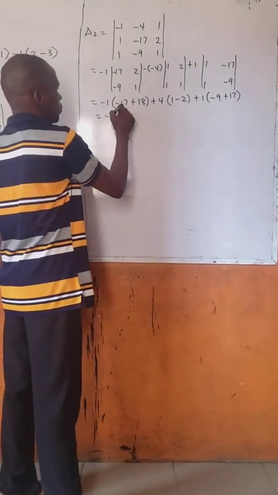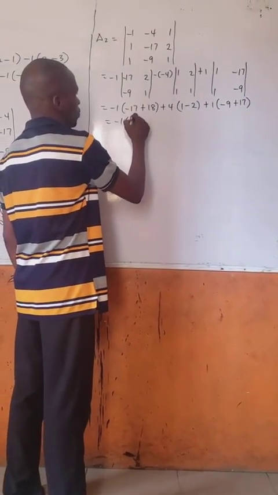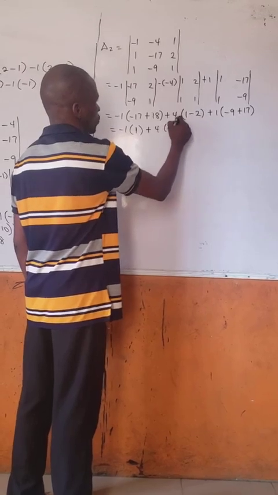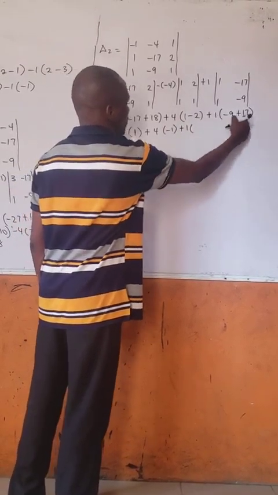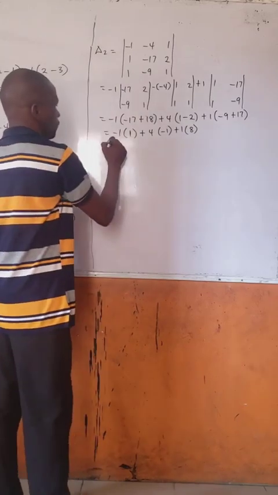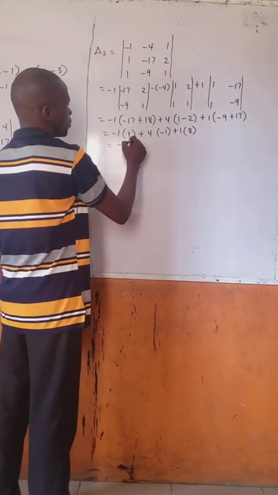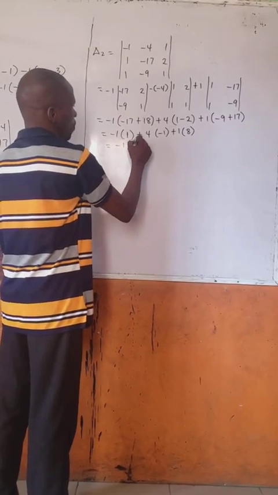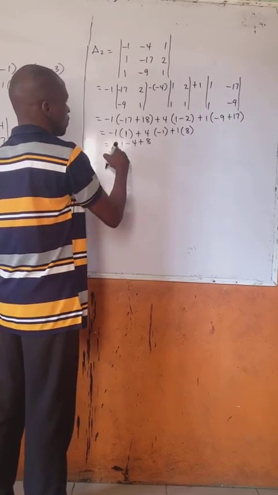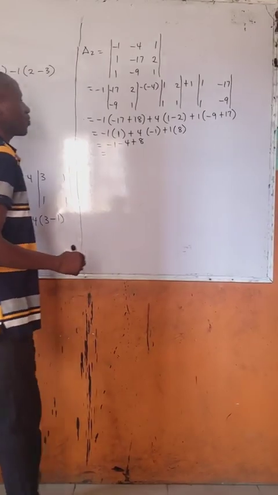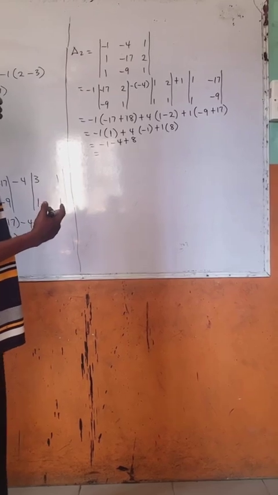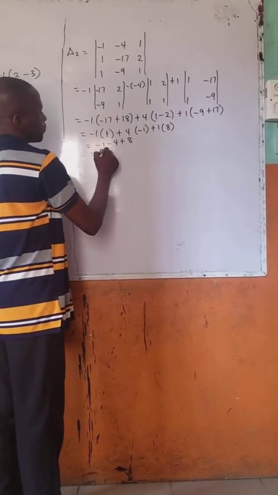How we get now? So this is what? Minus 1. Minus 17 plus 18 is what? 1. Plus 4. Minus 1 minus 2 is what? Minus 1. Plus 1. Minus 9 plus 17 is what? 8. So from here we have minus 1 minus 4 plus 8. And this gives us what? Minus 1 minus 4 gives us minus 5. Minus 5 plus 8 gives us 3.